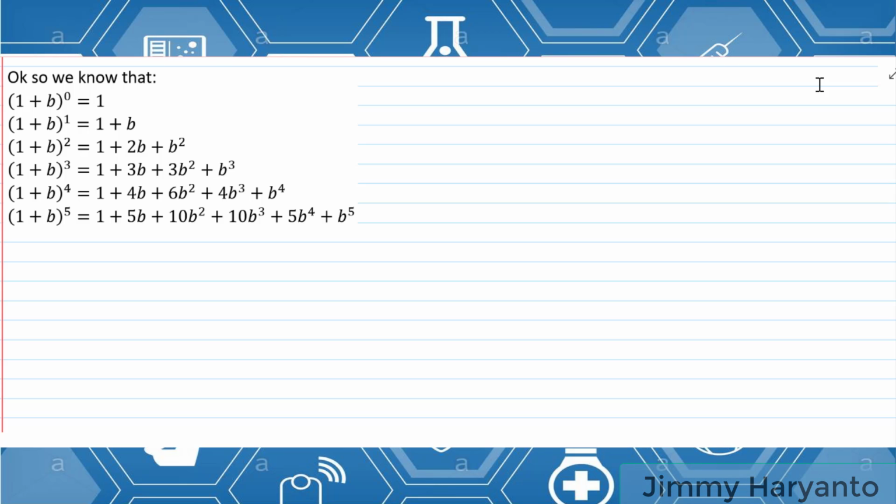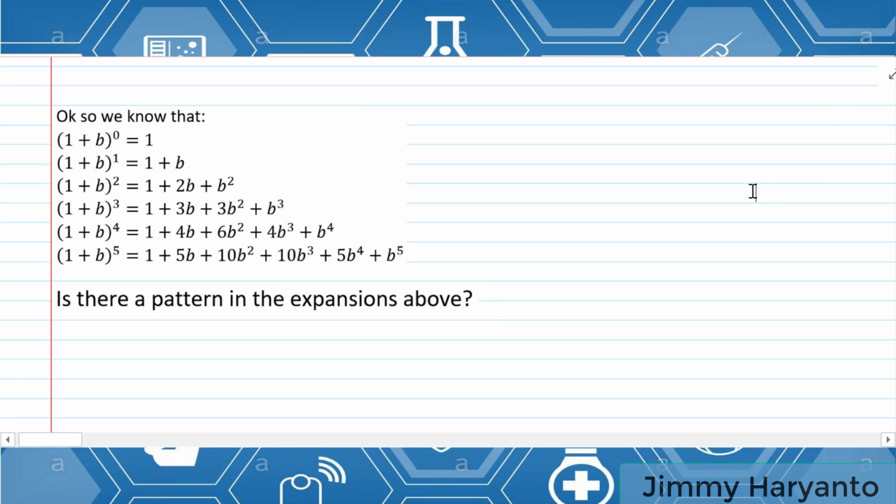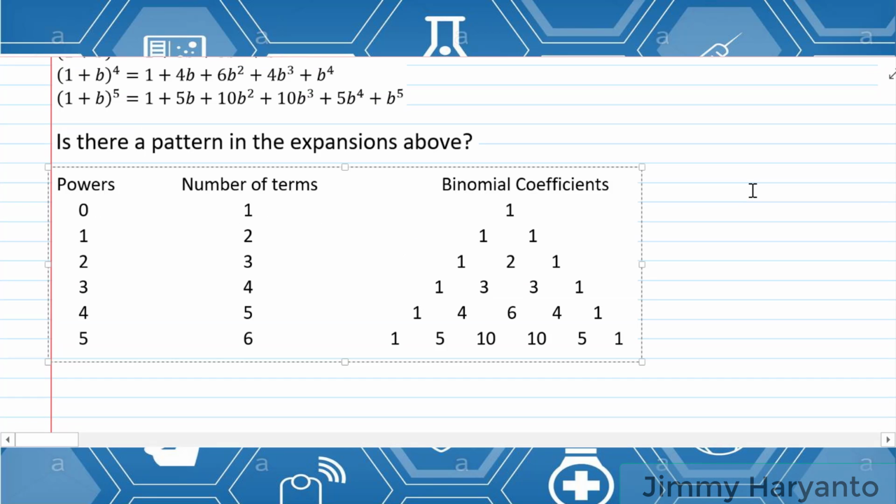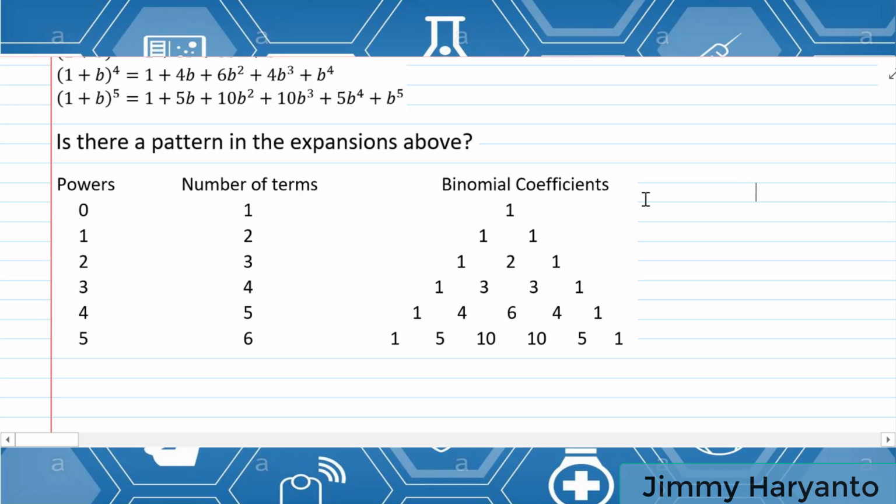Okay, by doing that activity, we know that 1 plus b to the power of 0 will be equal to 1. 1 plus b to the power of 1 will be equal to 1 plus b. 1 plus b squared is 1 plus 2b plus b squared, and so on. So, what is the meaning of this? Is there a pattern in the expressions above? Can you find the pattern? Yes, there is a pattern.